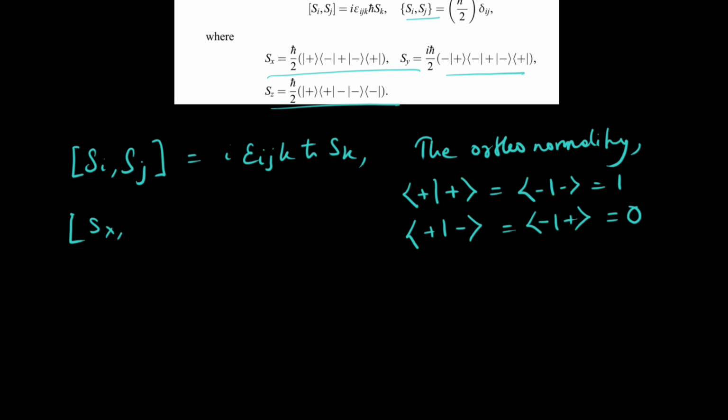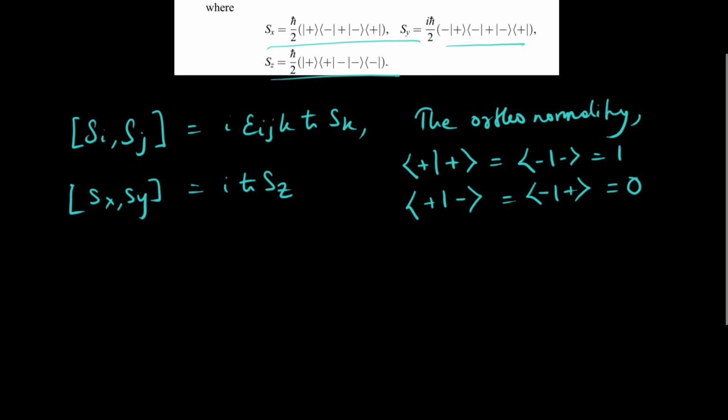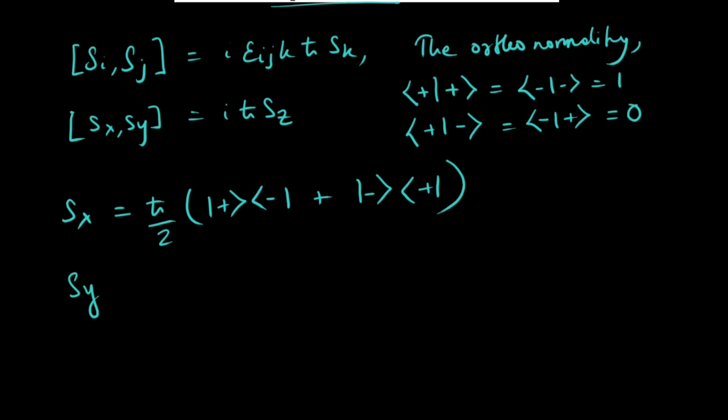Let's start with the commutator of Sx, Sy is equal to i h bar Sz. We'll just prove these directly using the orthonormality property. So Sx is h bar by 2 times plus ket of plus bra of minus plus ket of minus bra of plus, and Sy is i h bar by 2 times minus of ket of plus bra of minus plus ket of minus bra of plus.